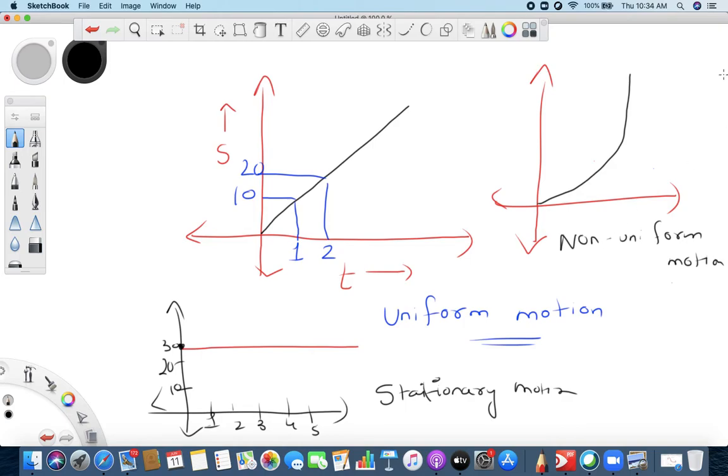Now let's see. So these are three things we have learned. First is uniform motion, second is non-uniform motion, and the third is stationary motion. I hope you are getting what I am trying to say. Uniform, non-uniform and stationary. So these three things we are talking about, and that is graphical representation.